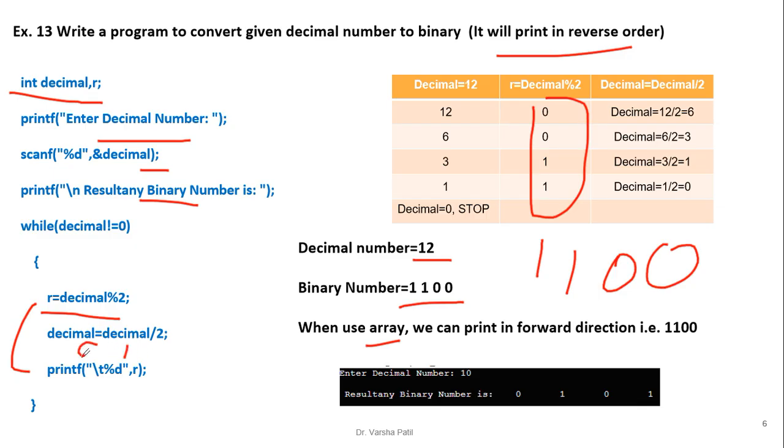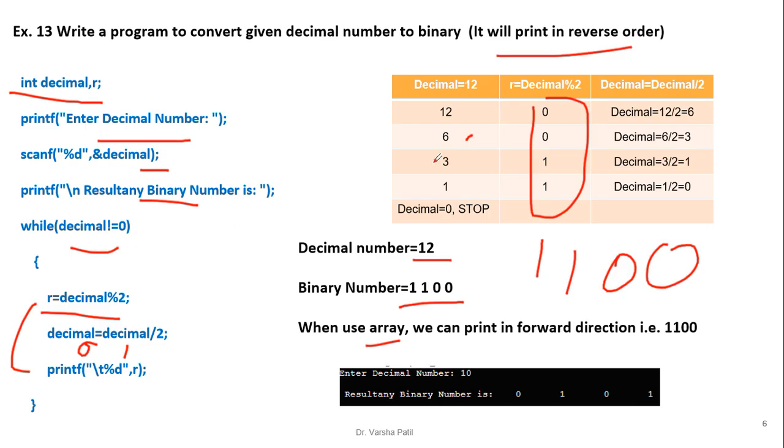So now the decimal is decremented. Here there is no specific increment or decrement like plus plus 1 or plus plus 2, but whatever it is divided by 2, it will take that answer. Now this will continue until our decimal is not equal to 0. Now our decimal is 6.